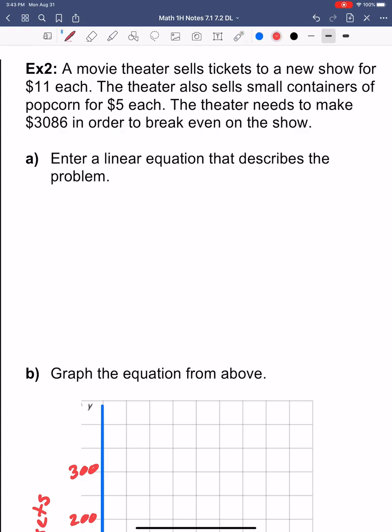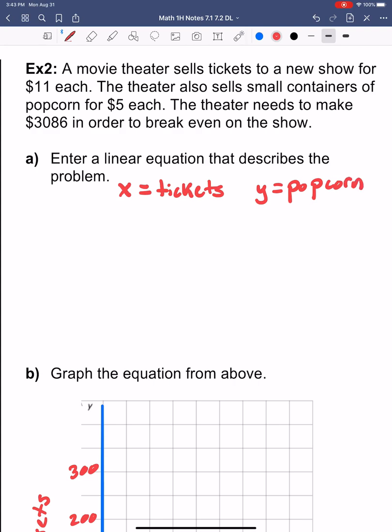So I'll go ahead and set up my equation here. First, I'll define my variables. We're going to say x is going to be the tickets, and y is going to be the popcorn. And again, you could switch these if you wanted to. Okay, and now I'll set up my equation here.